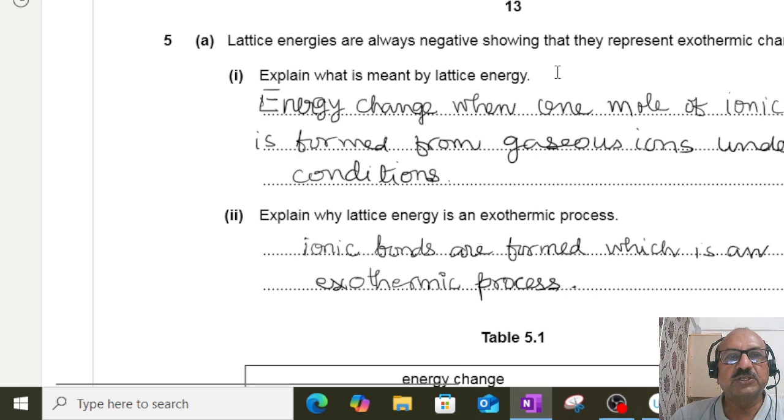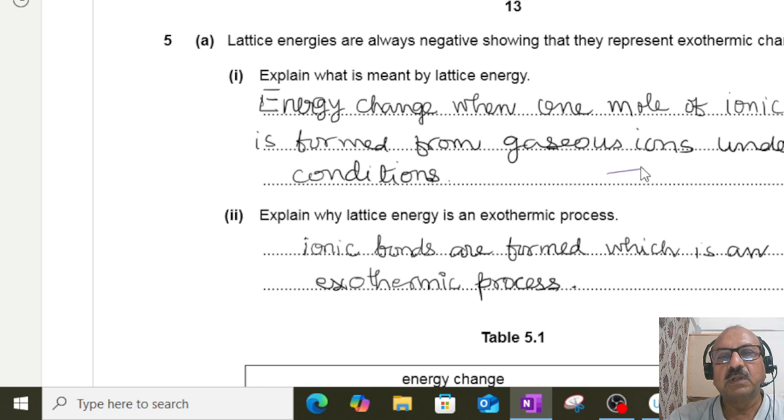So the first question is, lattice energies are always negative, showing that they represent exothermic changes. Explain what is meant by lattice energy. So this is a very simple question. When 1 mole of an ionic compound is formed from gaseous ions under standard conditions, that is called the lattice energy.